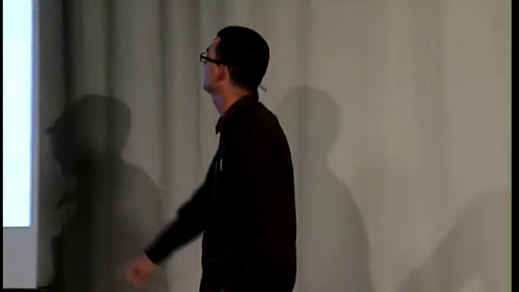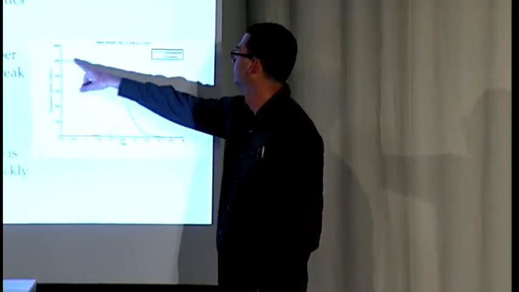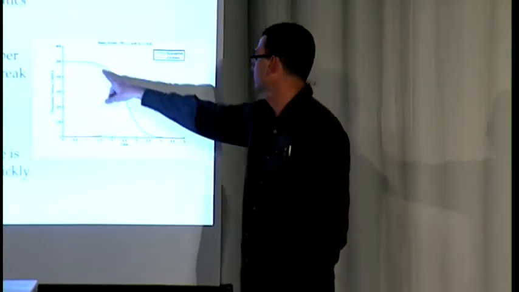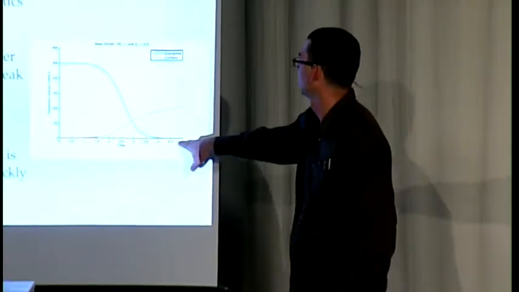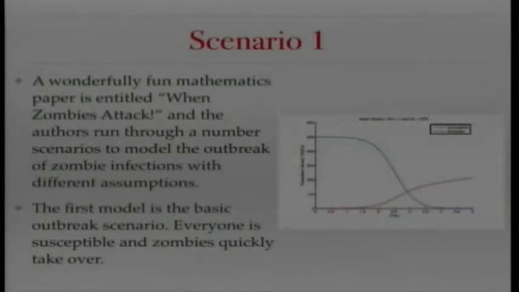And so the first model is the basic outbreak scenario. Everyone is susceptible. And what we see, people that are susceptible go way down here. Well, why do they go way down here? Well, because the zombies are taking over. And it happens pretty quickly.